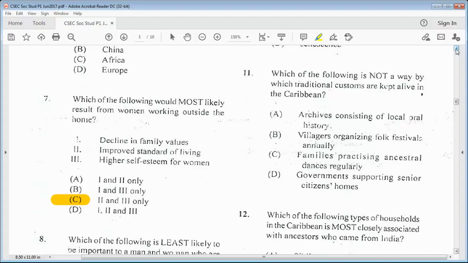So A, archives consisting of local oral history. Yes, that can be shown, right? B, villagers organizing folk festivals annually. Yes, that is a means of traditional customs being kept alive. C, families practicing ancestral dances regularly. Yes. D, government supporting seniors. Well, that one is totally out. So our answer would be D. So that is the one that would not. Let's move on to number 12.